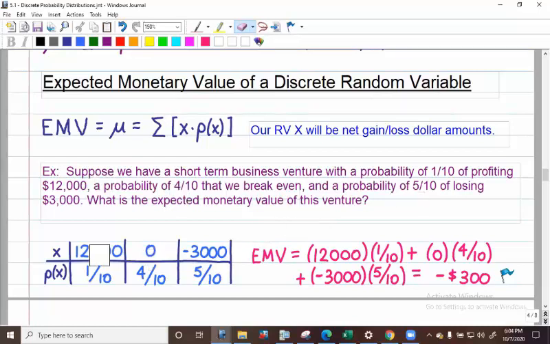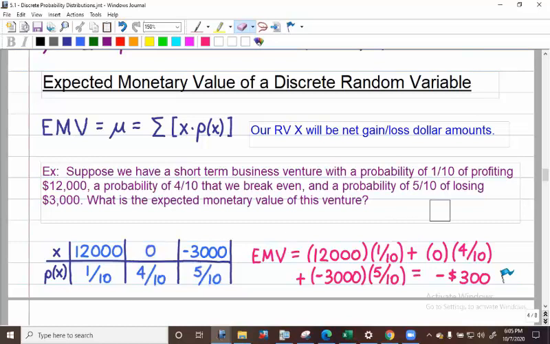So we're going to profit $12,000, but we've got a 1 out of 10 chance we're going to do that. Break even, of course, for all of you who take accounting, that's just going to be 0, right? So, yeah, I don't think we have to be an accountant to know that. And you've got a 4 out of 10 chance of breaking even.